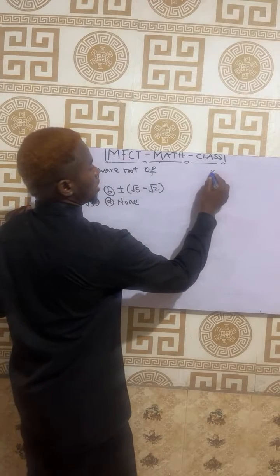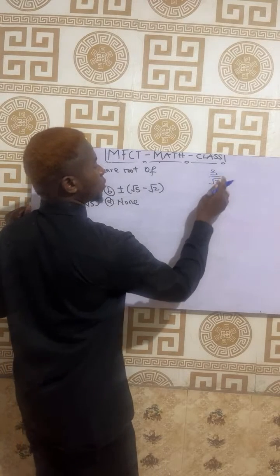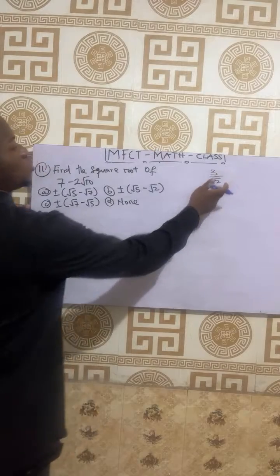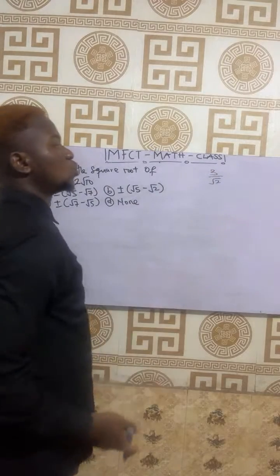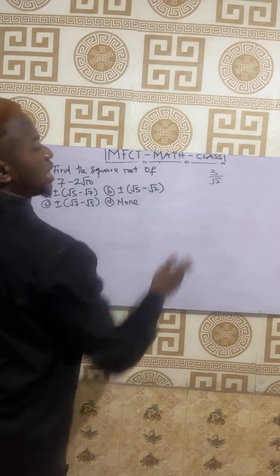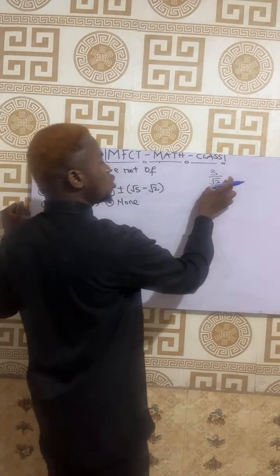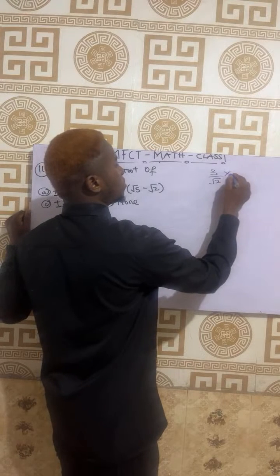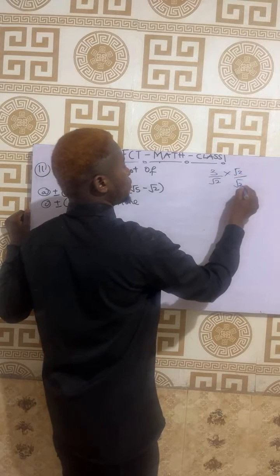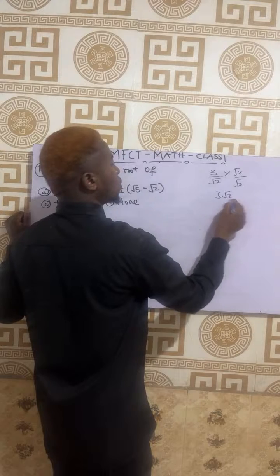You might have a particular question like 3 over root 2, which you have to rationalize. There is no plus at the denominator. We only have a single surd. So this will just be multiplied by root 2 over root 2, and this is 3 root 2 over 2.